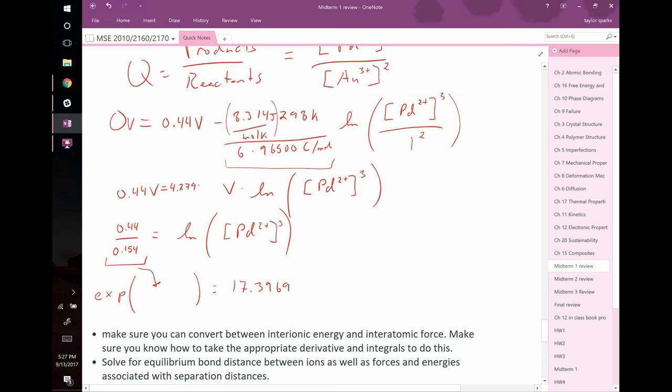0.00427. Alright, in scientific notation one more time, 4.279 times 10 to the negative 3. Okay, so we've got to bring that over here. 4.279 times 10 to the negative 3. Now plug that into the exponential.